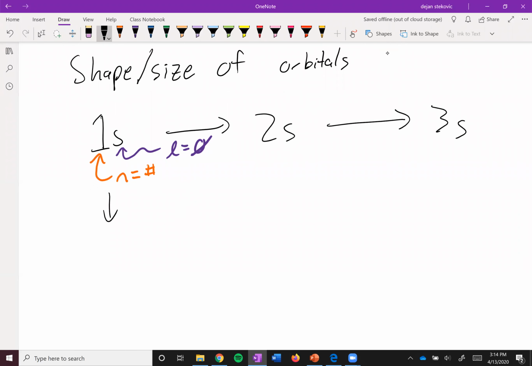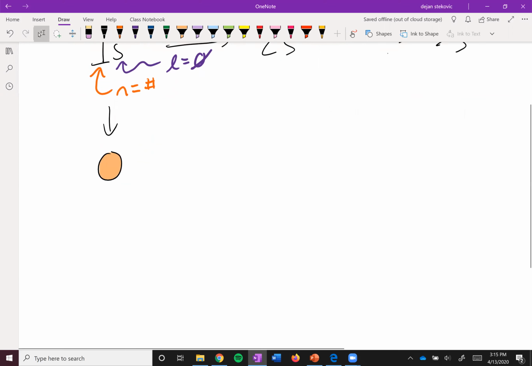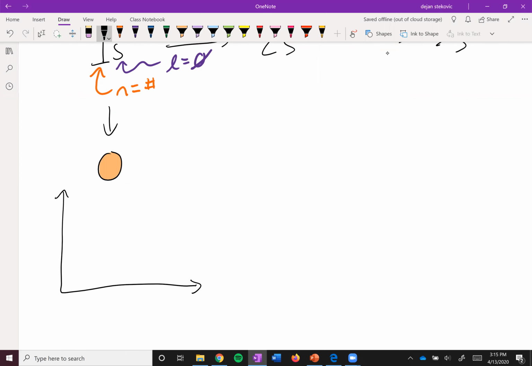So if you take a look at a 1s orbital, the s orbitals, as we previously said, are just spheres. They're just spheres, right? And so there's a probability that the electron is going to be somewhere in this sphere. And so we can also draw a chart. Right on this y-axis, we have probability, right? And then this is distance from nucleus.